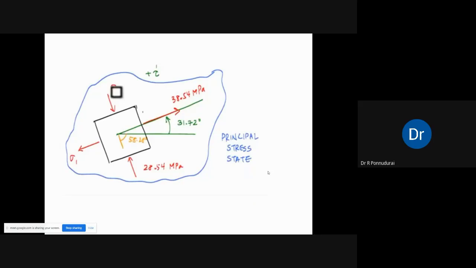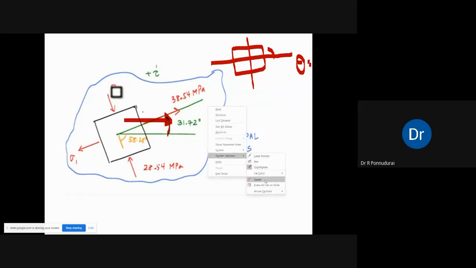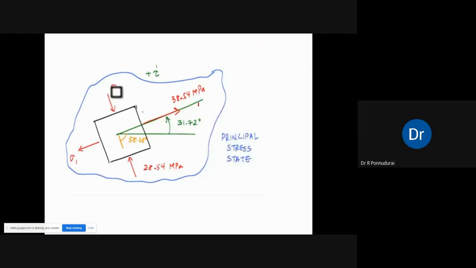Okay, principal stress state. So sigma 1 value you know now. Sigma 1 value is known to you. So by rotating the element, actually the triangle, the x-axis is 0 degree here, theta is equal to 0 here. If you rotate this element by 31.72 degree, we can get the maximum principal stress. That is why it is being rotated here. And the minimum value will be 28.54.